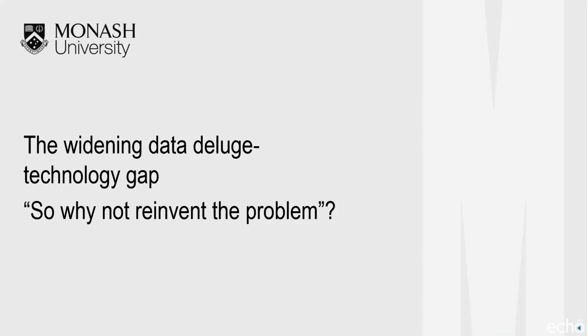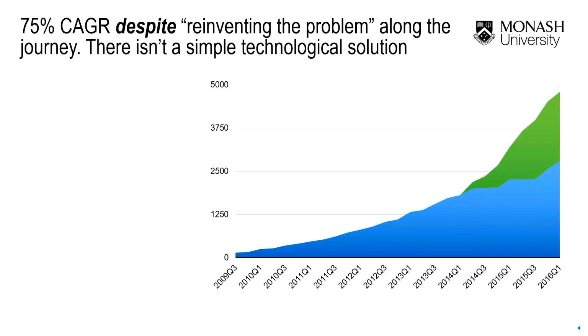So the university can ask the question, why not just reinvent the problem? Are we really doing the right thing for our research by capturing all this data? Can we just reconceptualize the problem somehow? Well, we have been. We've been reconceptualizing the problem all the way along. And we're still getting 75% compounded annual growth rate. So how do we reinvent this problem?